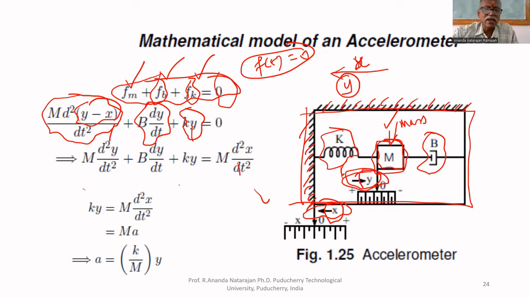That's all. Now you can write this x is negative. That's why you can bring this x to the other side. Therefore, m d square y by dt square plus b dy by dt plus ky equal to m d square x by dt square. But we know that we have to find the acceleration of the car in which the box is attached. That is, the car displacement is x. We are going to find the acceleration of the car. Its displacement is x. So what is the acceleration of the car? d square x by dt square.